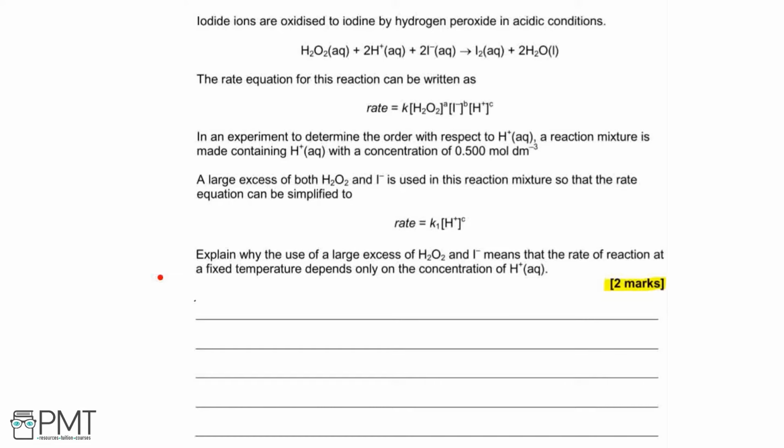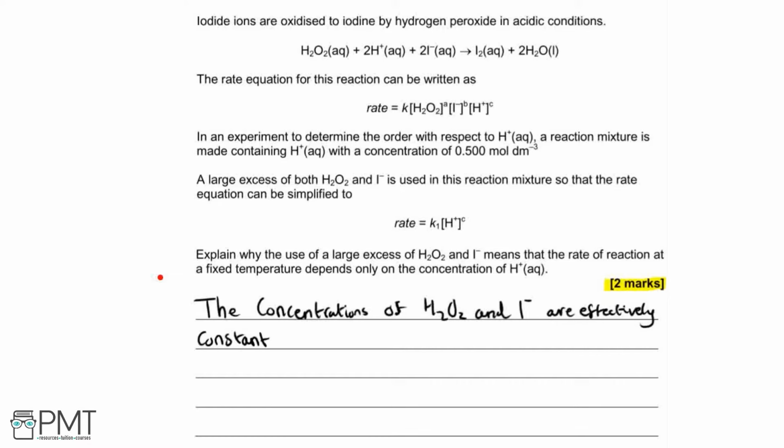And what this means is that the concentrations for both our hydrogen peroxide and our iodide ions are effectively constant. So while they will still be being used up by our reaction, they have such a large excess that they're still going to be in excess, so that change is irrelevant.